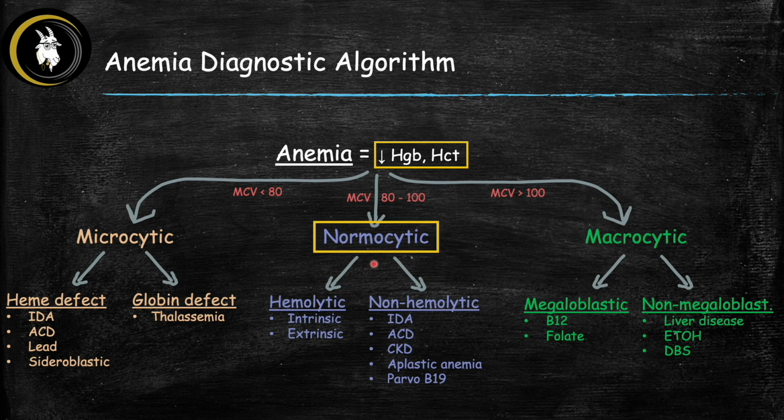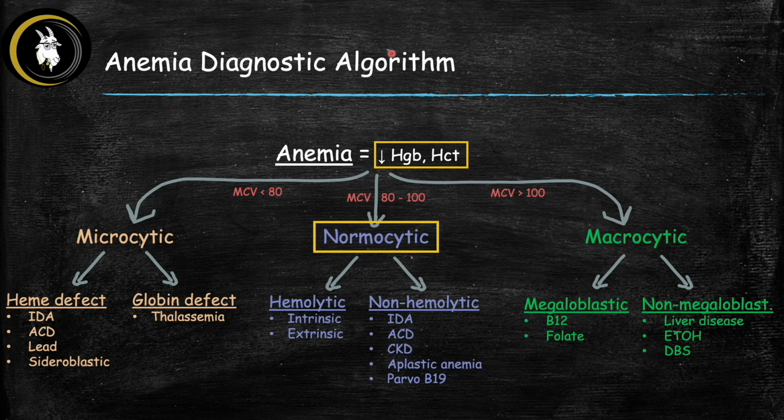So this is when we have anemia and the MCV is between 80 to 100 femtoliters, so in the normal range. And the causes of normocytic anemia are either hemolytic or non-hemolytic. In hemolysis, the problem is excessive breakdown of red blood cells, so overdestruction, whereas in non-hemolytic diseases, the problem is impaired production of red blood cells, so underproduction.